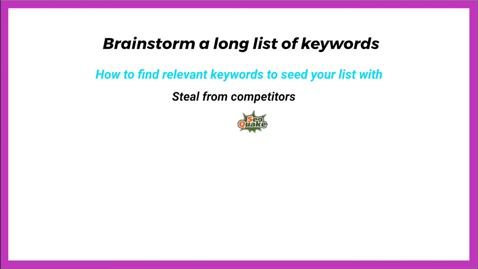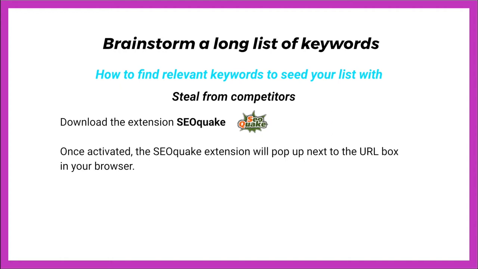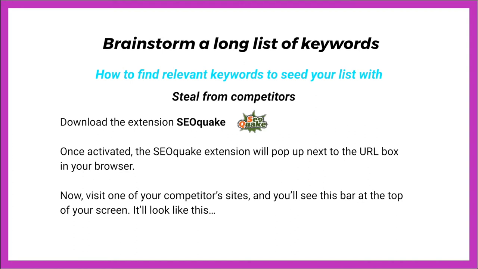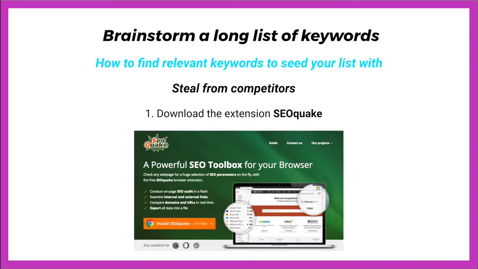The next way would be to steal from competitors. First, you would download the SEO Quake extension. Once activated, the SEO Quake extension will pop up next to the URL box in your browser. Now visit one of your competitors' sites and you'll see this bar at the top of your screen. It'll look like this. Download the extension SEO Quake. It's just seoquake.com.